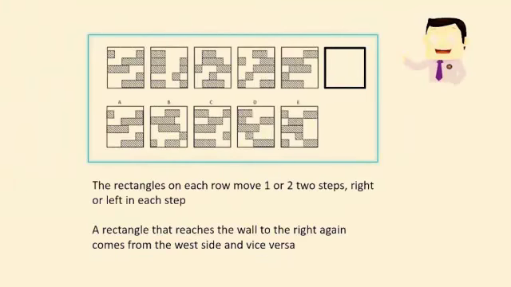The rectangles on each row move 1 or 2 steps, right or left in each step. A rectangle that reaches the wall to the right again comes from the west side and vice versa.